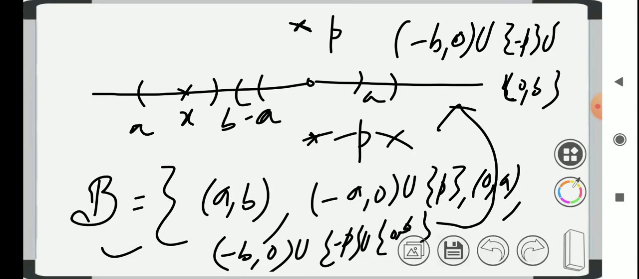Then with this basis we will generate the topology for this line with the two origins, and we will show that this is not Hausdorff, and also that this is locally homeomorphic to R. First we have to show that this collection is a basis for the topology on this set.